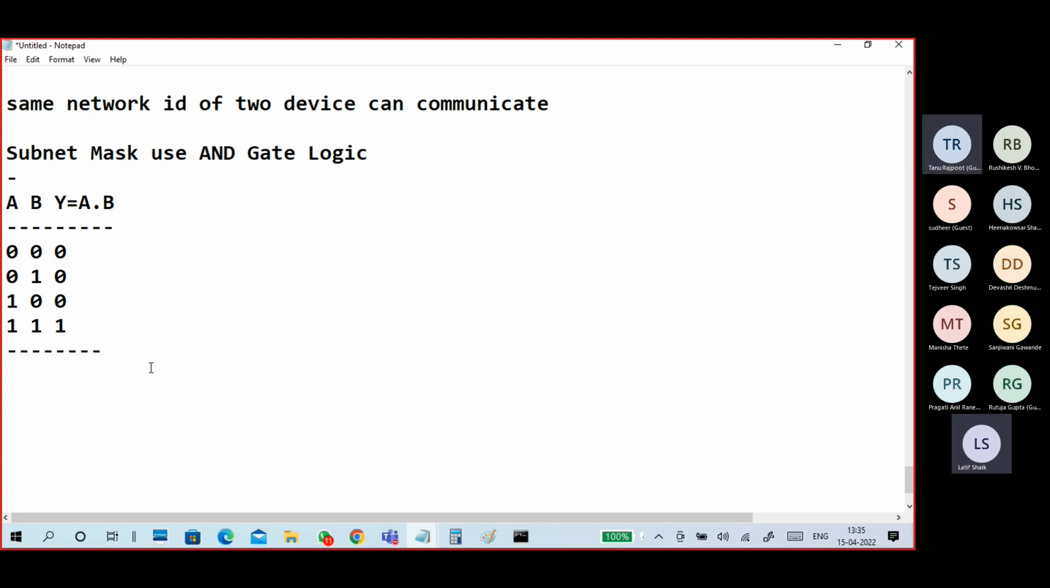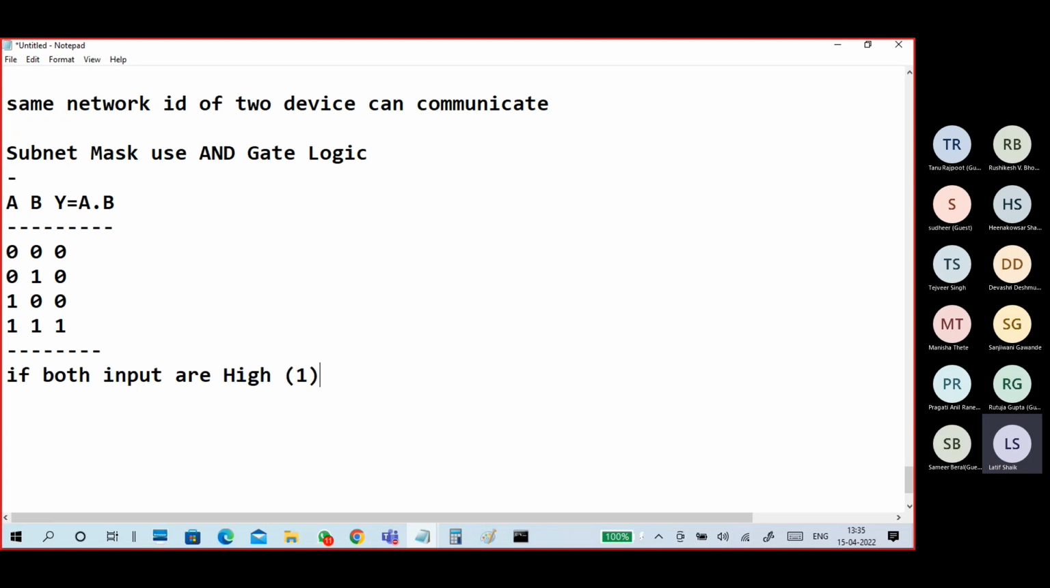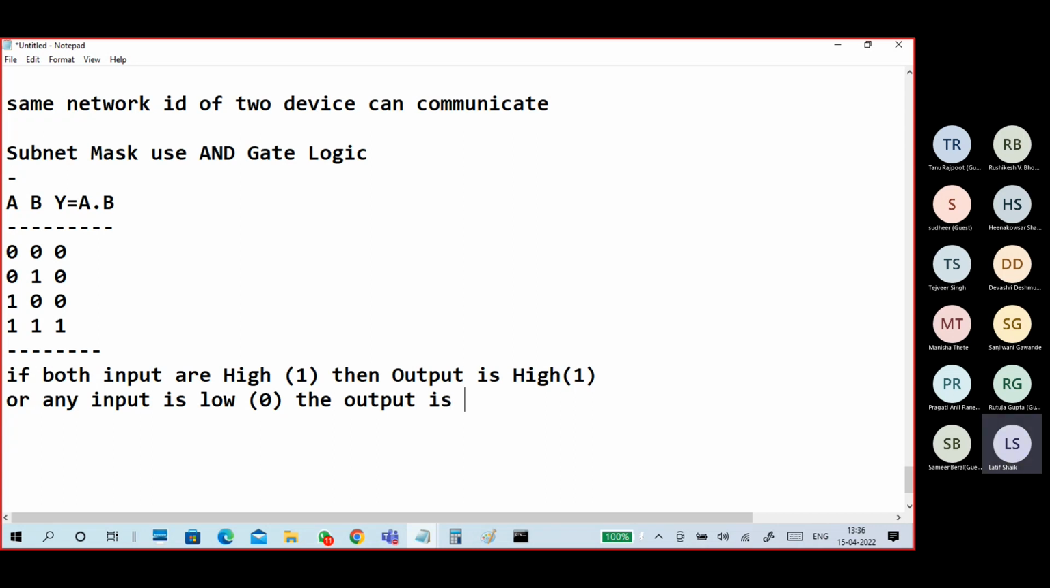Okay, the meaning is that if both inputs are high, meaning 1, then the output is 1. That is the only condition. Both inputs are 1, output is 1. If any input is low, meaning 0, the output is low, meaning 0. So this is your AND gate.